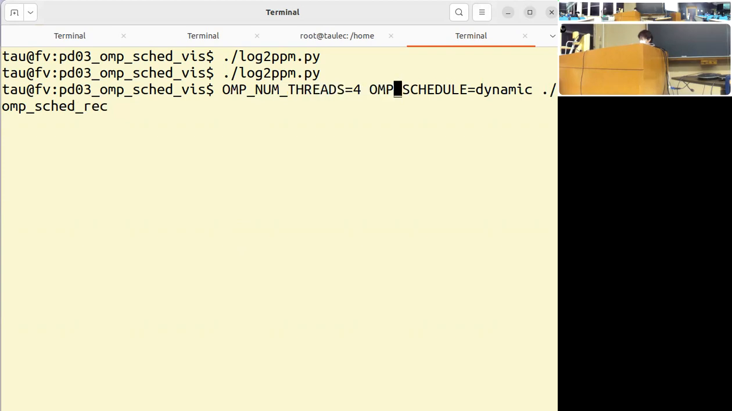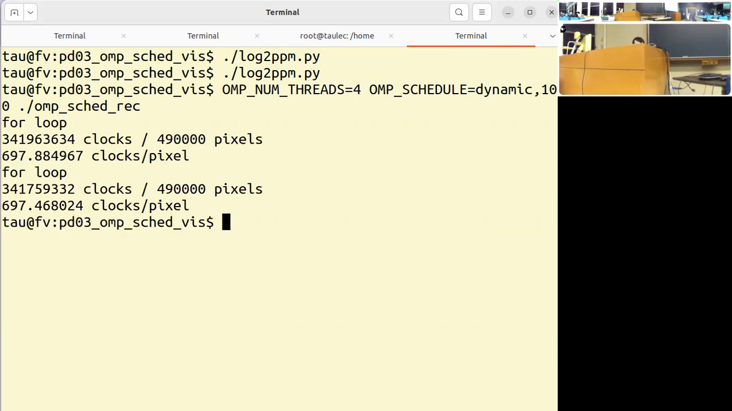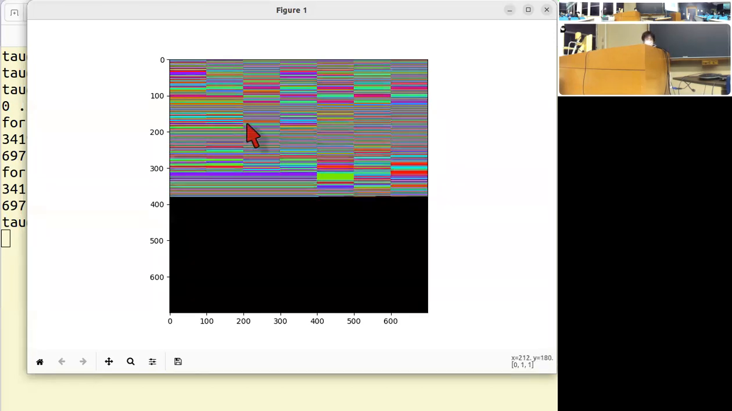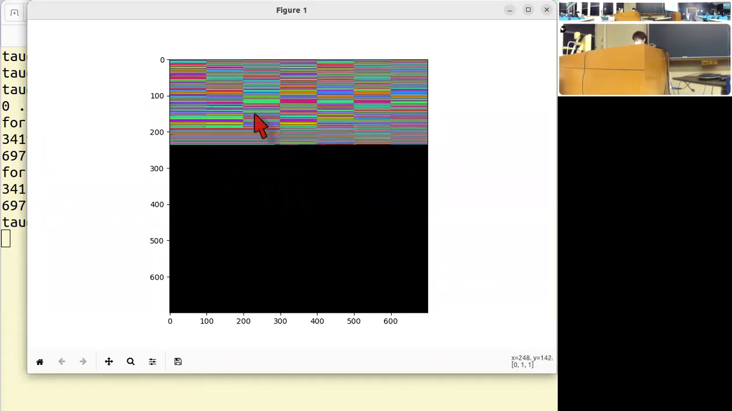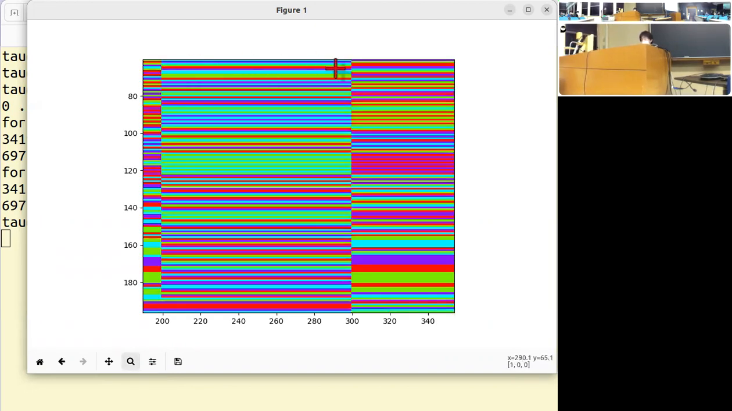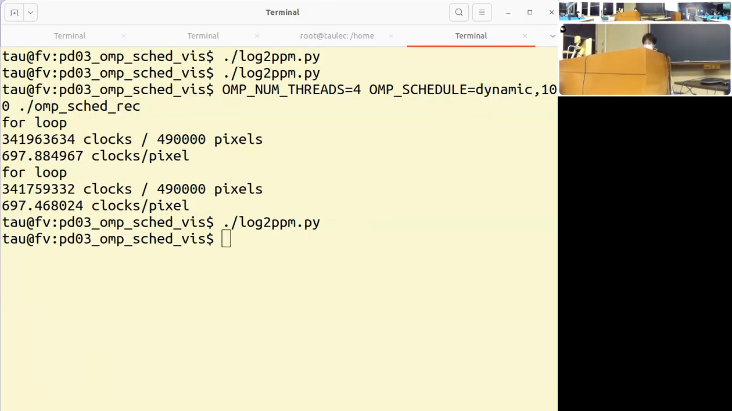So you can somewhat control the overhead by saying the chunk size is, for example, 100. Then what happens is that each time a thread gets the next chunk of work, it tries to fetch at least 100 iterations. So the work distribution becomes something like this. Each time a thread fetches work, it gets at least 100 consecutive iterations. That's how you can somewhat control the overhead and work distribution.